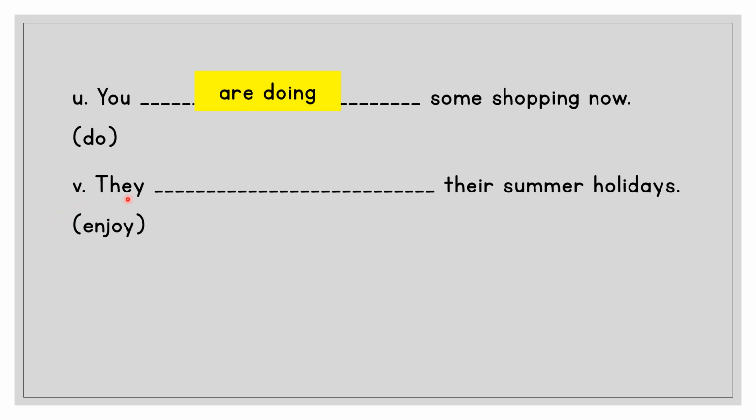Alright, last one. They, mereka. One person or more than one person? More than one person. So we use is or are.